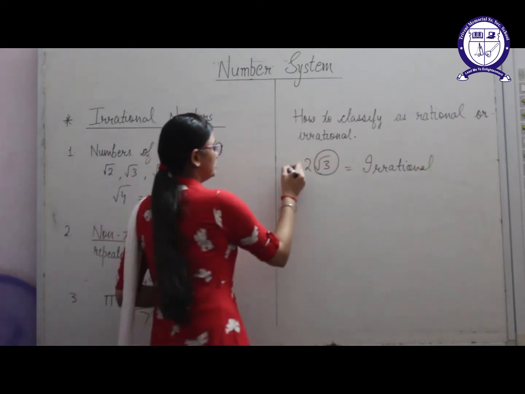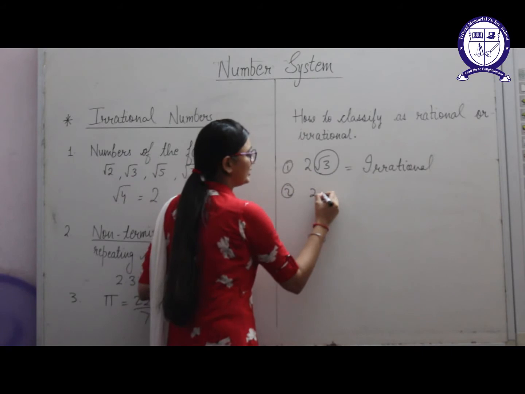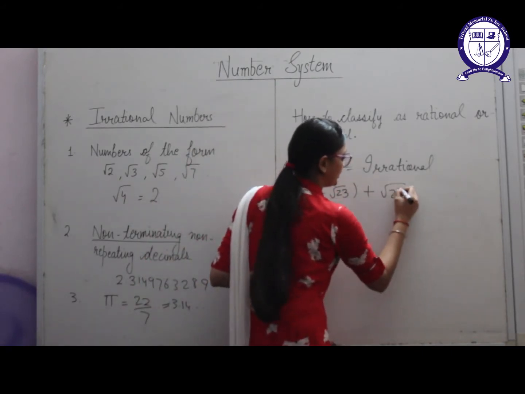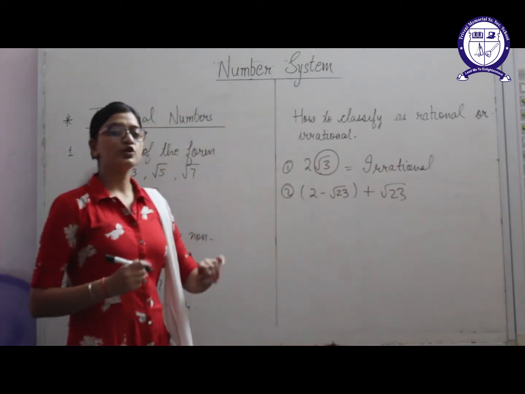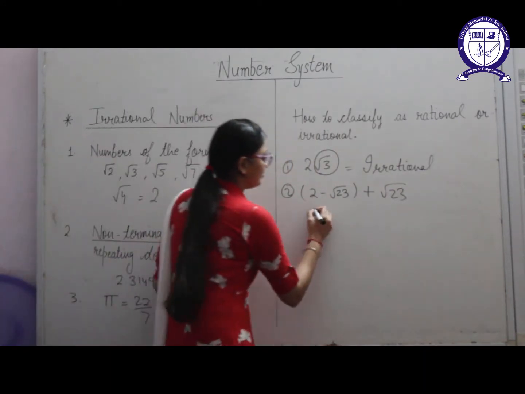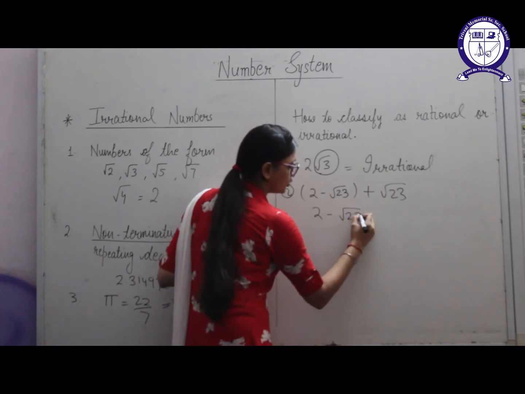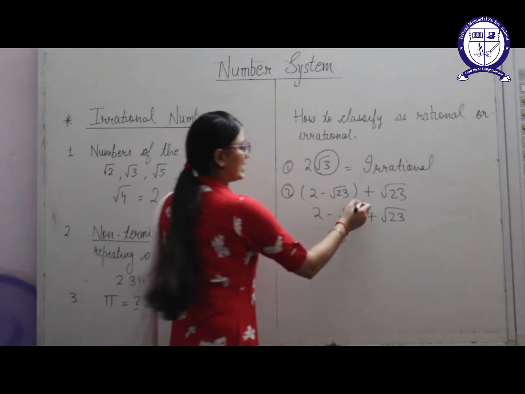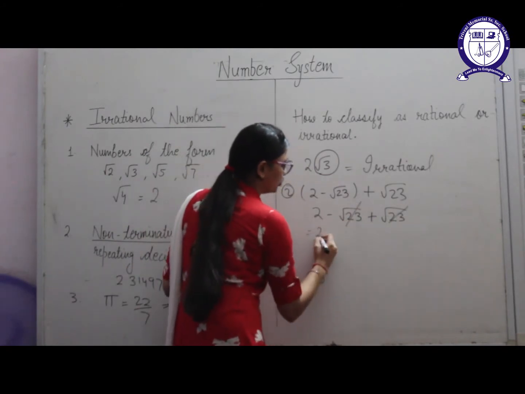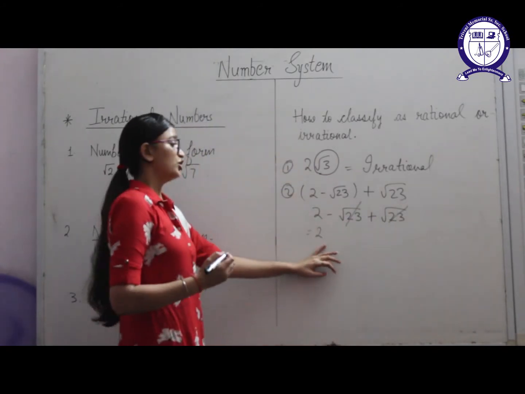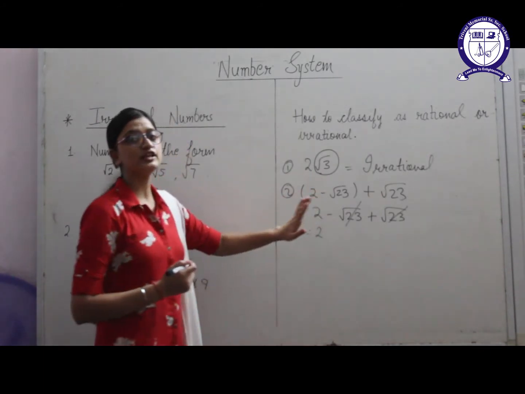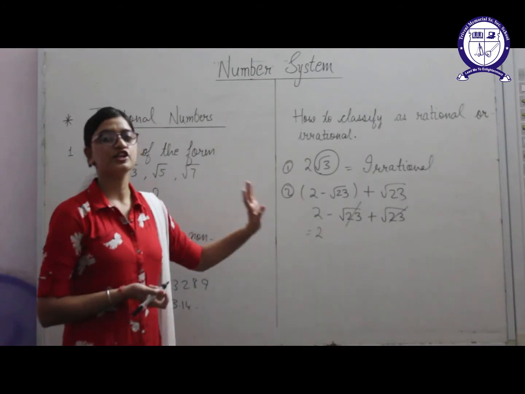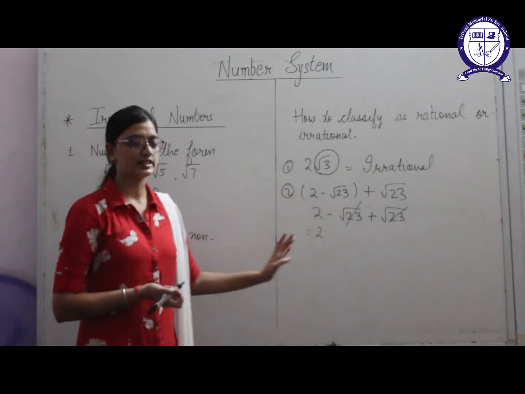Taking another example, suppose we have 2 minus root 23 plus root 23. What we will do, we will simplify it. We will simplify it as 2 minus under root 23 plus under root 23. We can cancel them out and it will be 2. Then it will be a rational number. So by seeing the question, it's not always possible that we can tell whether it's irrational or rational. We need to simplify it sometimes.